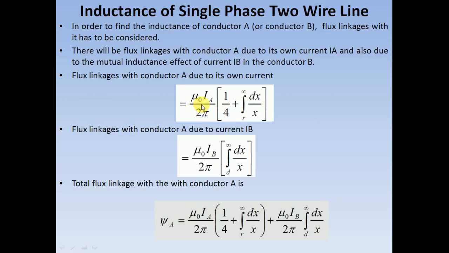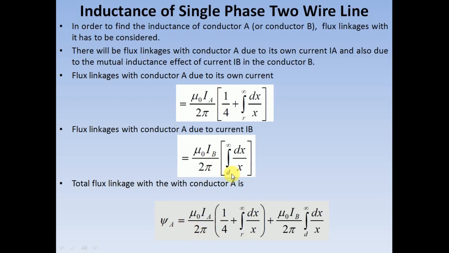So we will consider conductor A and we will calculate its inductance value. This is the flux linkage of conductor A due to its own internal flux and external flux. This is also the flux linkage of conductor A due to the external flux linkage of current which is flowing through conductor B. Hence the total flux linkage of conductor A will be the sum of these two. So that is indicated here. We have added these two terms and written it here.